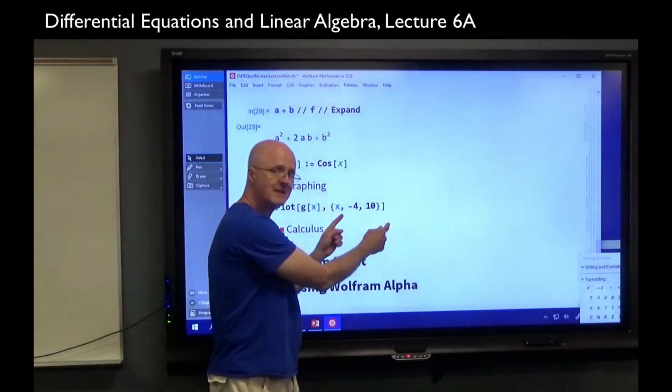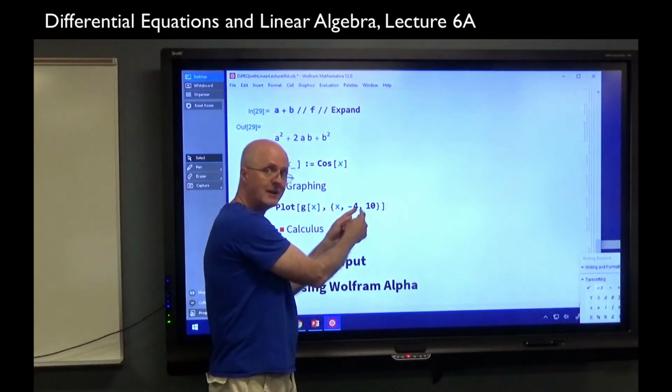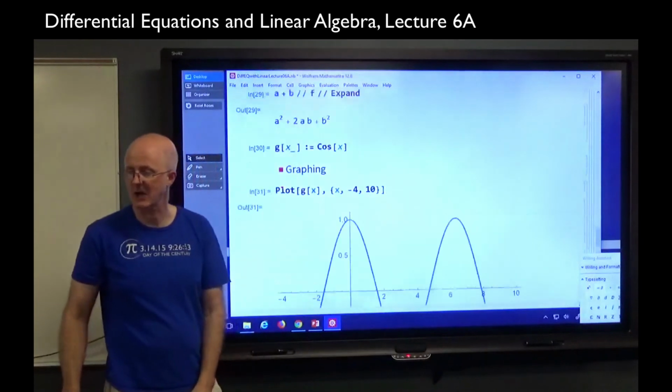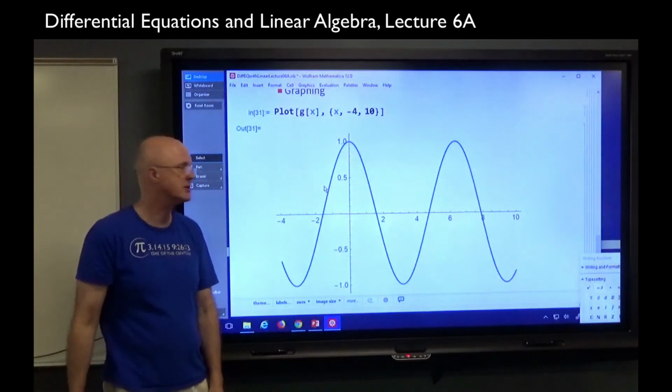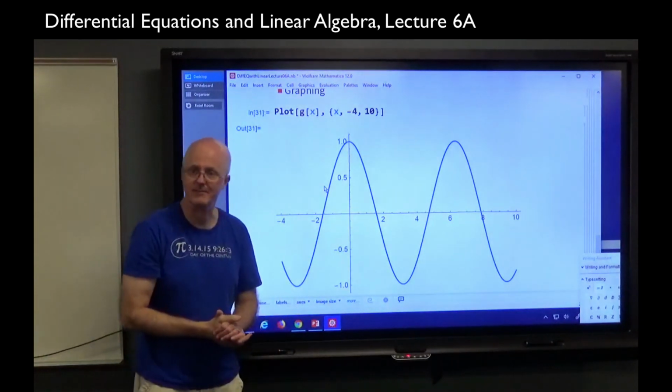Notice the curly braces here. X comma, the left endpoint comma, the right endpoint is the way this syntax goes. And there is the cosine function from -4 to 10. Actually, it makes the window a little bit bigger than what you set it to be.